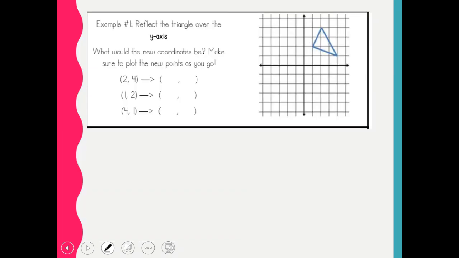All right, now we're going to do example number 1. It says reflect the triangle over the y-axis. What would the new coordinates be? Make sure to plot the new points as you go. What's really important is that we plot our points first, okay? So let's go ahead and label these points A, B, and C. And then we'll go over here and do the same. It's in a weird order, but that's okay. So then this is going to be B prime, A prime, and C prime.